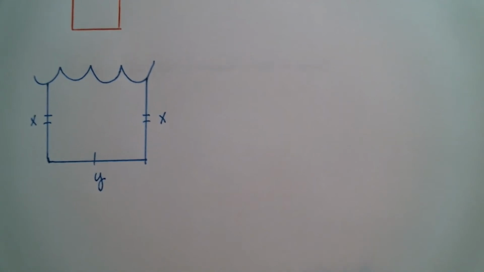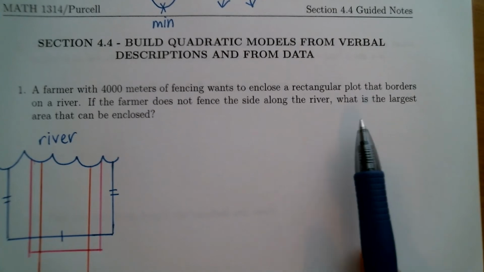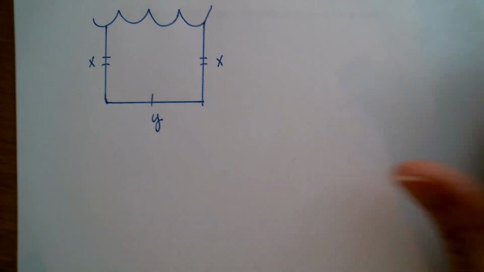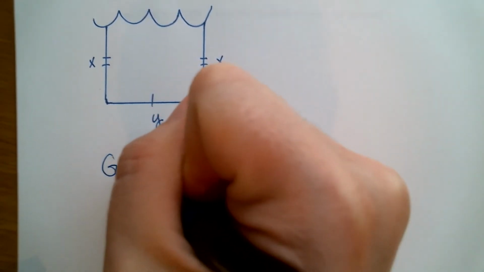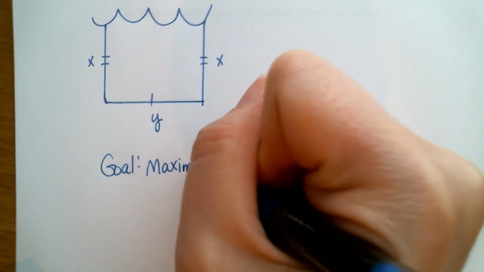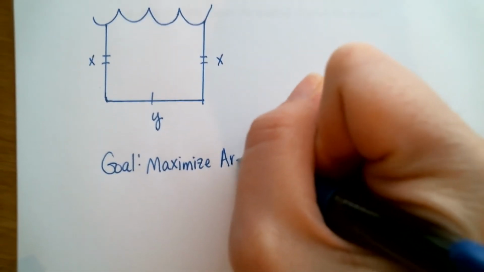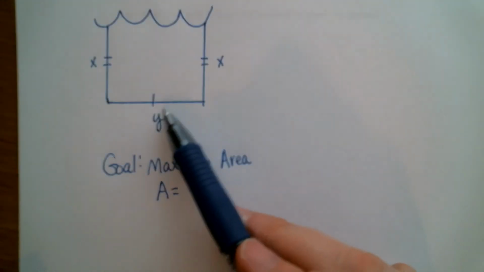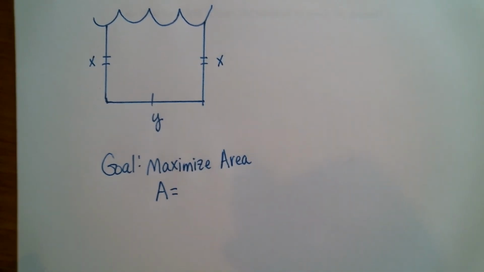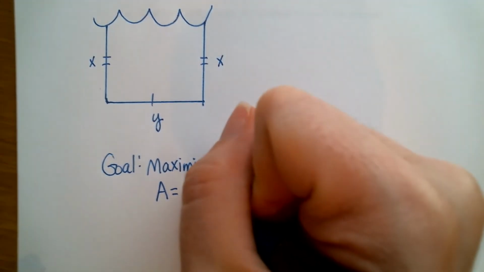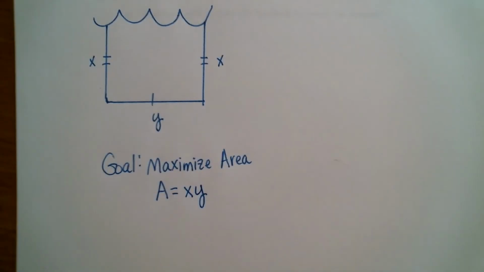The goal of our problem, remember, is that we want the farmer to build this structure so that it has the largest area possible. So our goal in all of this is to maximize the area. I'm going to call the area A, and we know from geometry that the area of a rectangle is base times height, so the area of this structure is x times y.